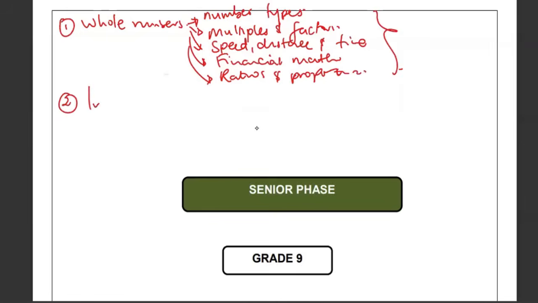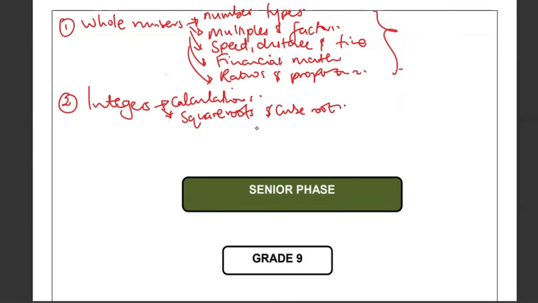Number 2, we expect to have the integers. That is the positive and the negative whole numbers. Under the integers, we need to know how to do calculations that involve integers. Besides the calculations, we need to know things to do with the square roots and the cube roots of numbers and how we work with those numbers in an equation or expression.